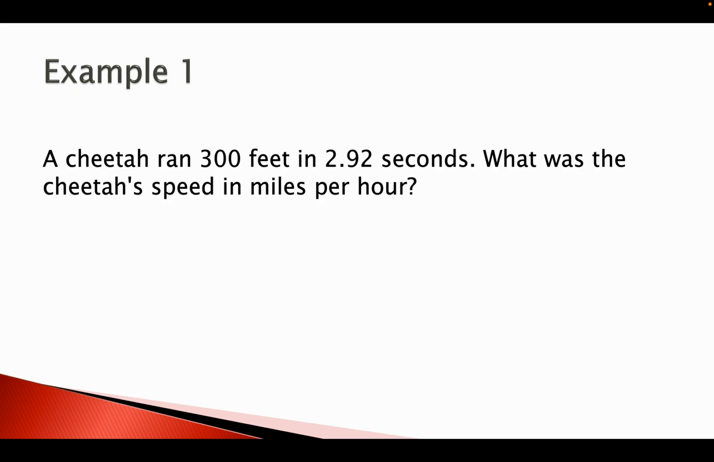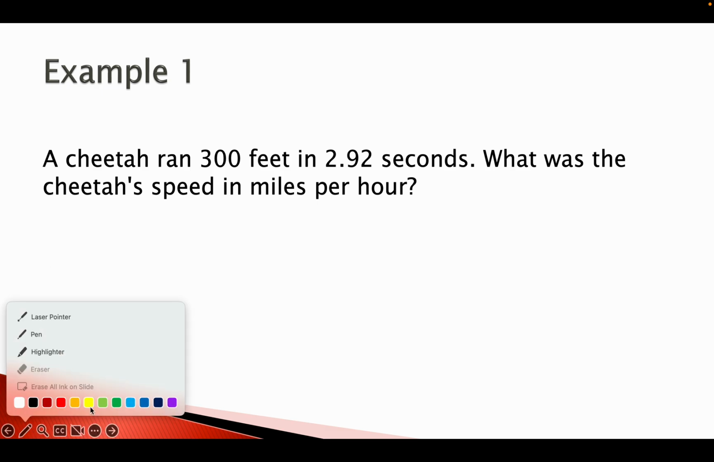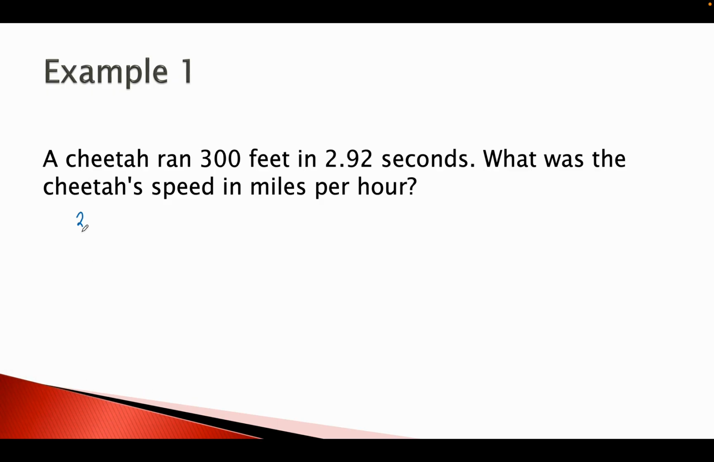Oftentimes when we talk about conversions, we are just converting one unit at a time, feet to miles, for example, or seconds to hours. But here we are converting an entire rate. So the way we start this problem is by setting up the rate as a fraction. We have 300 feet on top, 2.92 seconds on the bottom. I'm going to start by changing feet to miles.